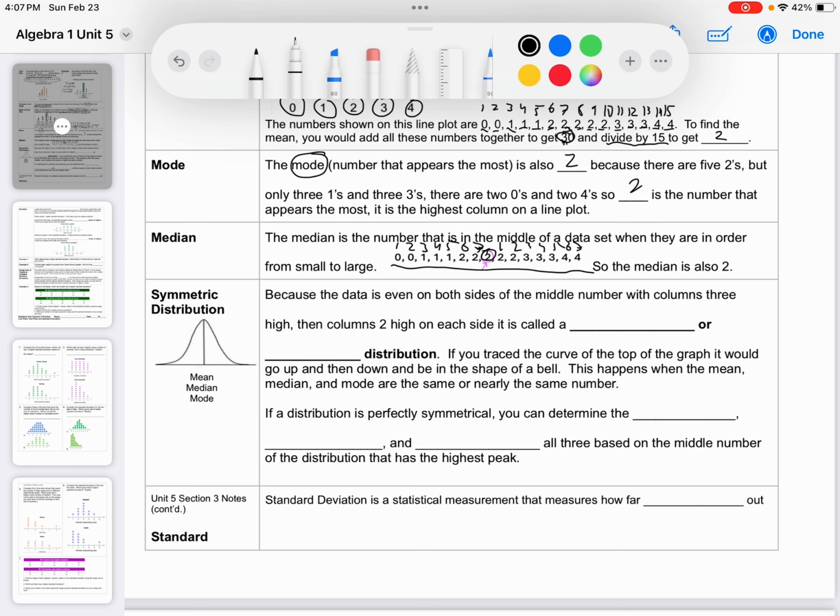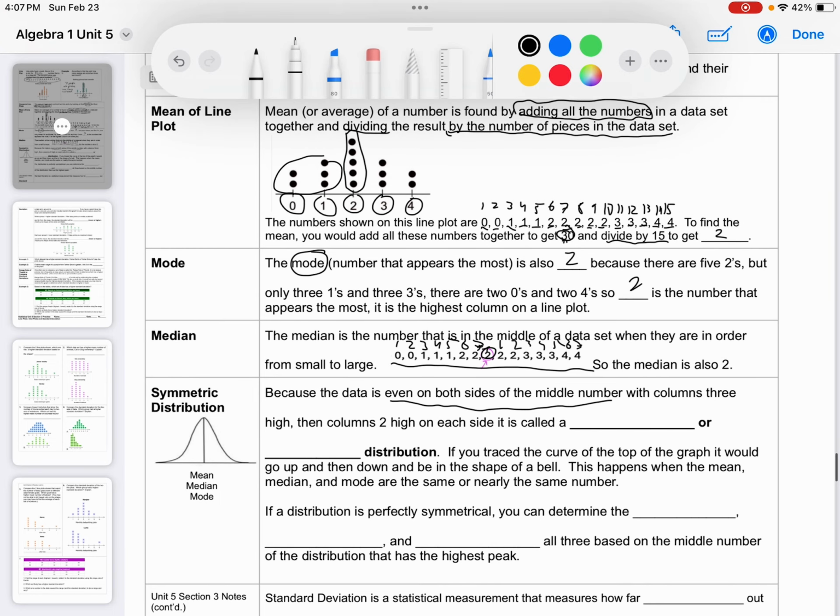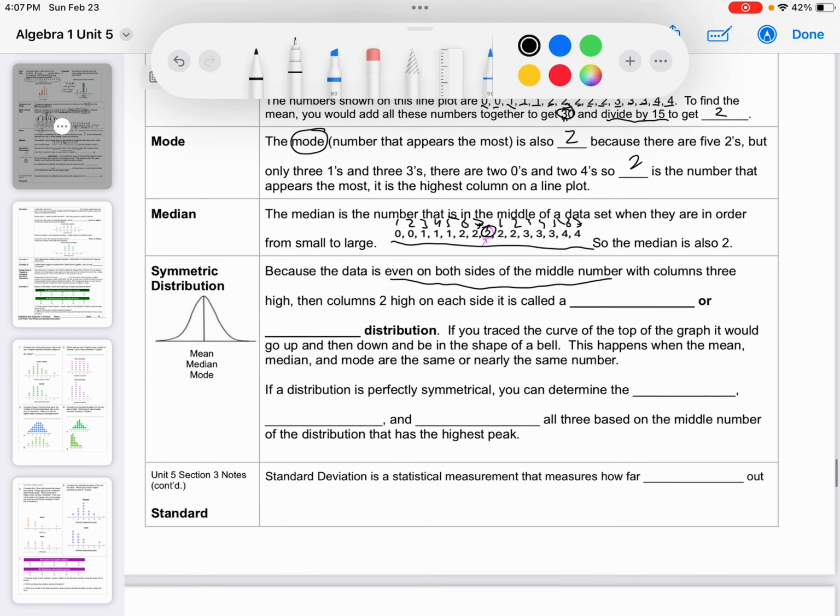So now we need to talk about symmetric distribution. It's very similar to the histograms, when you have a distribution where it's kind of the same on both sides, so the data is even on both sides of the middle number. If we look at 2, the rest of this kind of looks the same on both sides. It kind of goes up and then down. We would say this is symmetric. Sometimes you will also call this normal. So it's symmetric, or you could say it's normal.